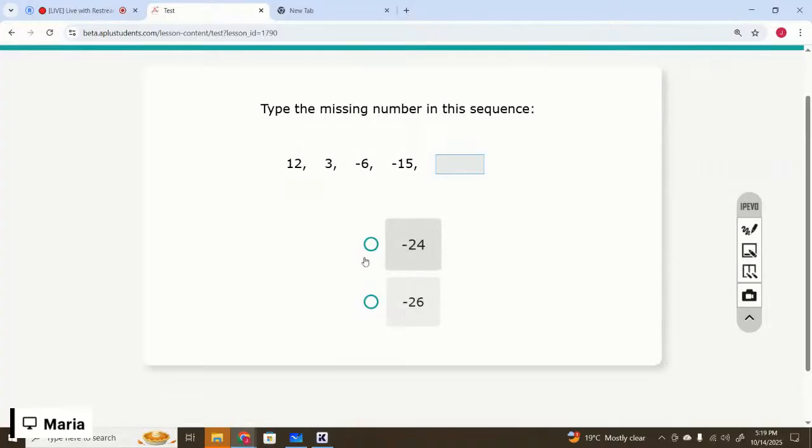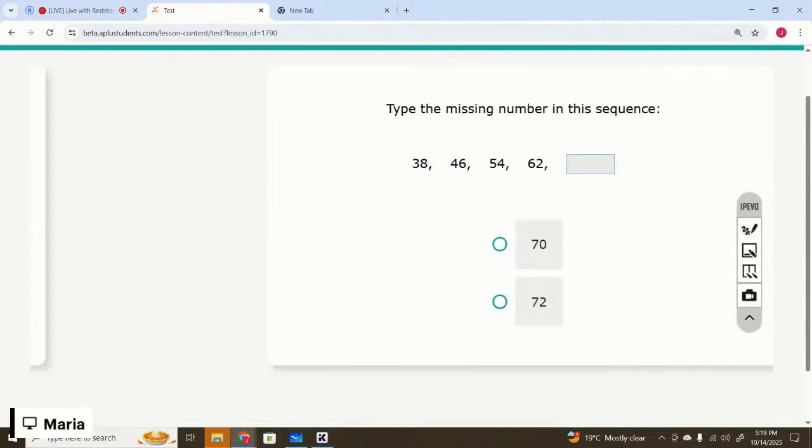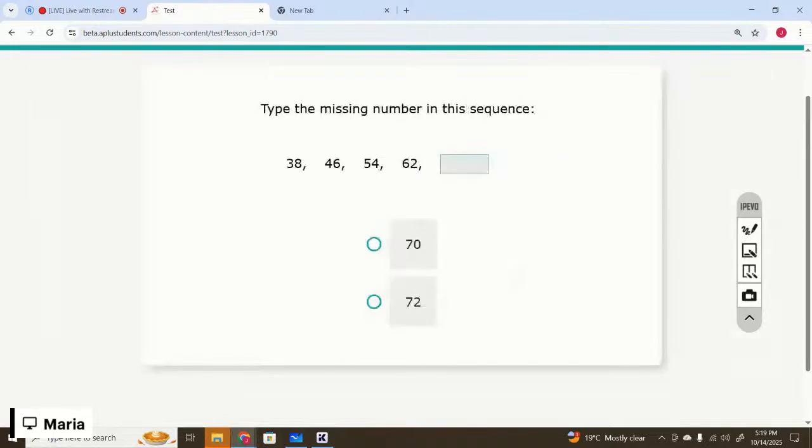Option number 1 is the correct option. Type the missing number in the sequence. 12 minus 9 is 3. 3 minus 9 is negative 6. Negative 6 minus 9 is negative 15. Negative 15 minus 9 is negative 24. Option number 1 is the correct option.